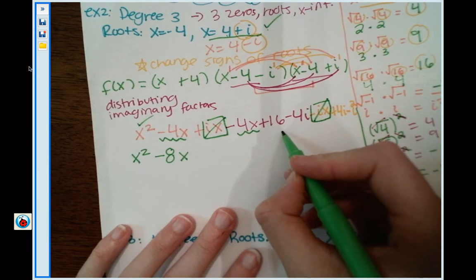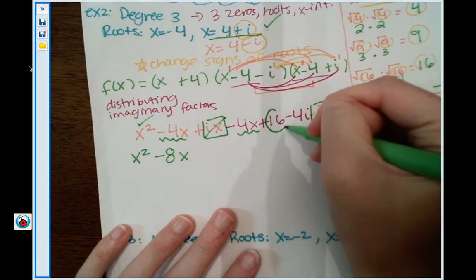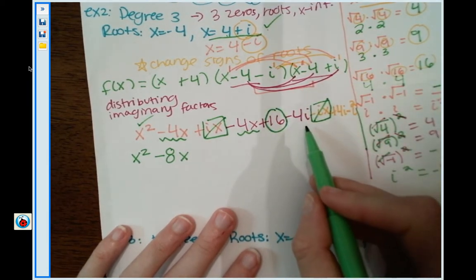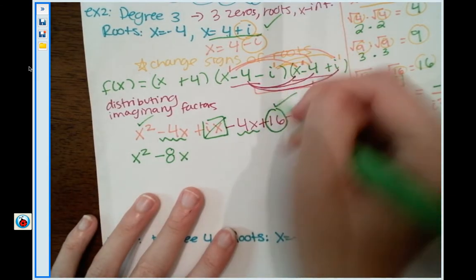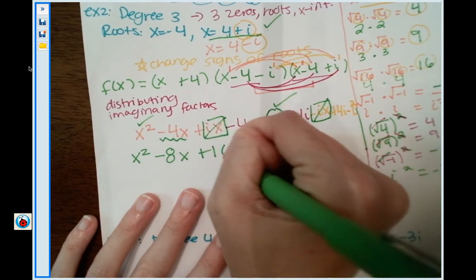Okay, let's see here, my 16. Let's see if there's anything without a variable that I can combine. Okay, I don't see anything that's just a number without a variable, so I'm going to bring down my 16. That one's donezo. So plus 16.